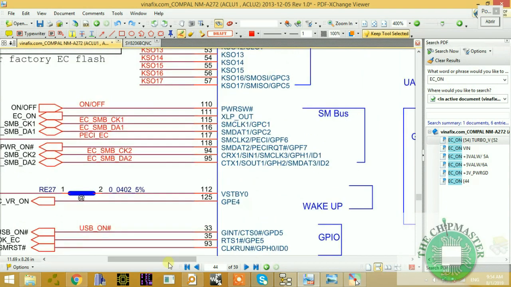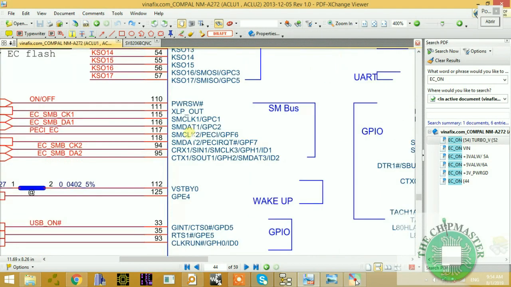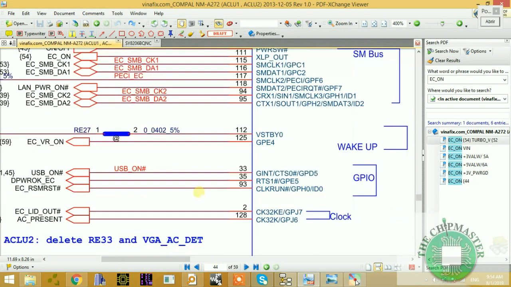Remember, this is the IT8586E IO controller, right? And the software is embedded. As you can see, AX. Right, this is the version of the chip, and it also indicates that it has software embedded inside of it. All right, so this is the process. This is the characteristics of this IO controller.